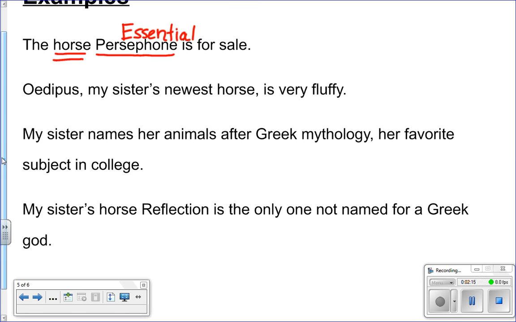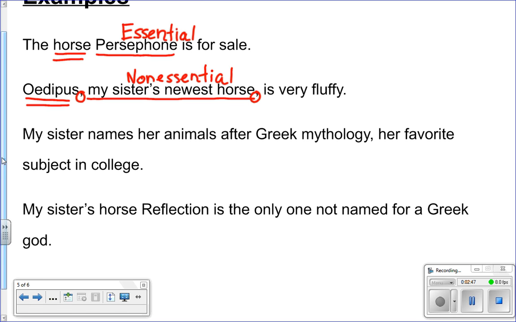In the second sentence, I like this one because the appositive phrase is set off by commas. My sister's newest horse, notice the commas, and my sister's newest horse is identifying the noun in front of it, Oedipus. Now this one has commas, which means that this is considered non-essential. The name Oedipus is more specific, so this is a less specific or non-essential appositive.